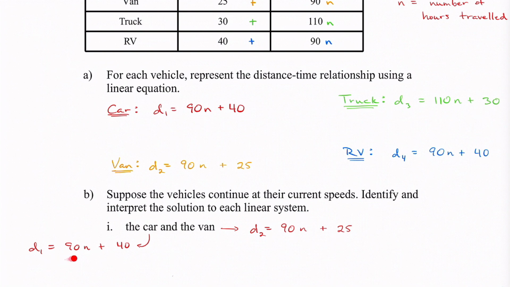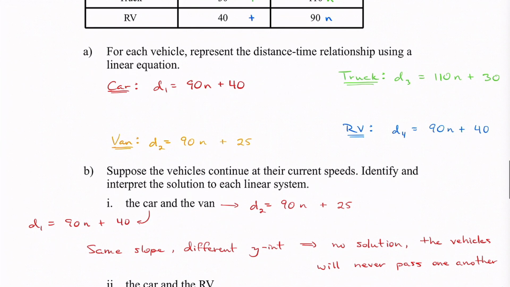So I've just written the equations that we had up top. For the car it was this one, and for the van it was this one. Just by looking at those equations, we can reason in our head, but using our new stuff that we've learned, we could say that they both have the same slope. They both have a slope of 90, so they are increasing at the same amount, but one has a y-intercept of 40 and one has a y-intercept of 25. So same slope, different y-intercept, that gives us no solution. And that'll mean that the vehicles will actually never pass one another.